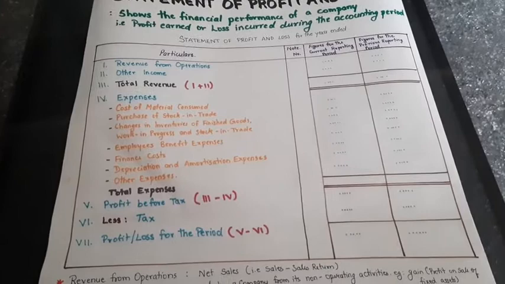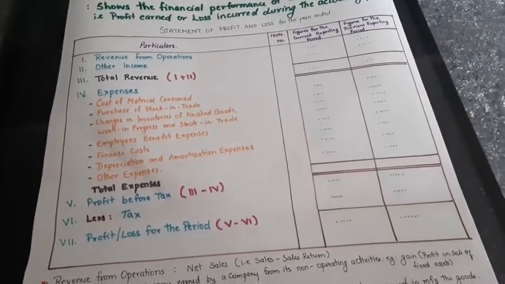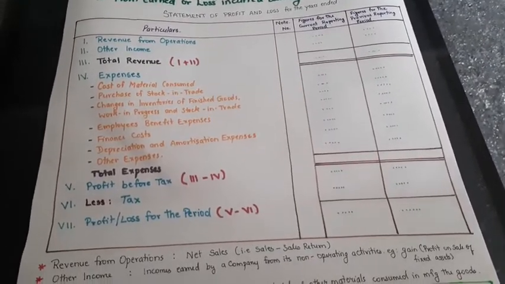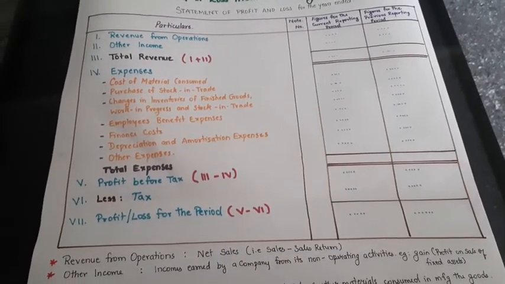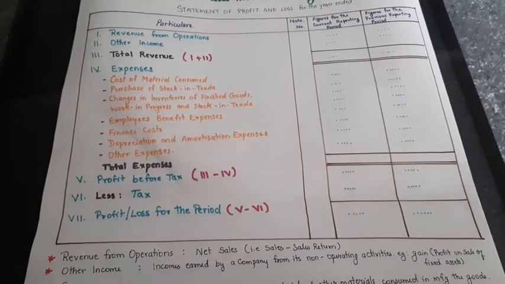Here there are 4 columns. The first one, particulars, the second one, note number, third one, figure for the current period, and fourth one is figure for the previous period.